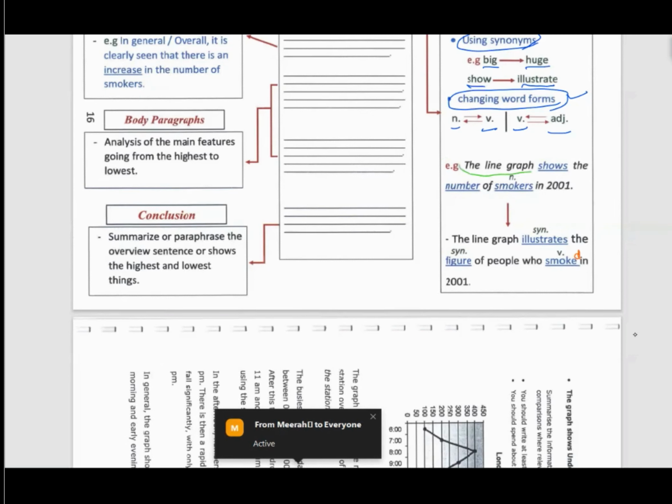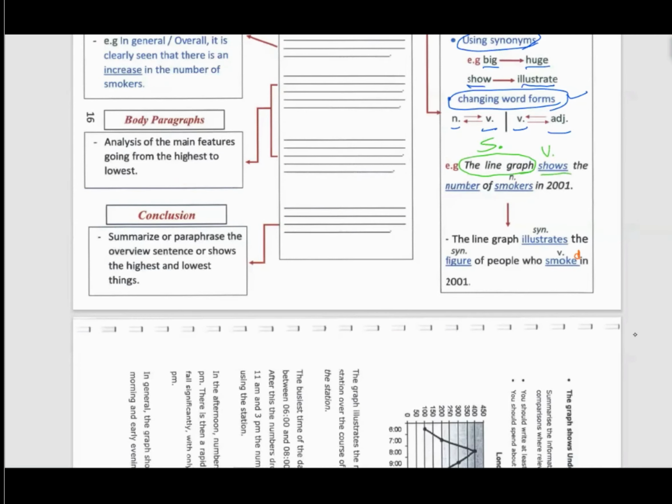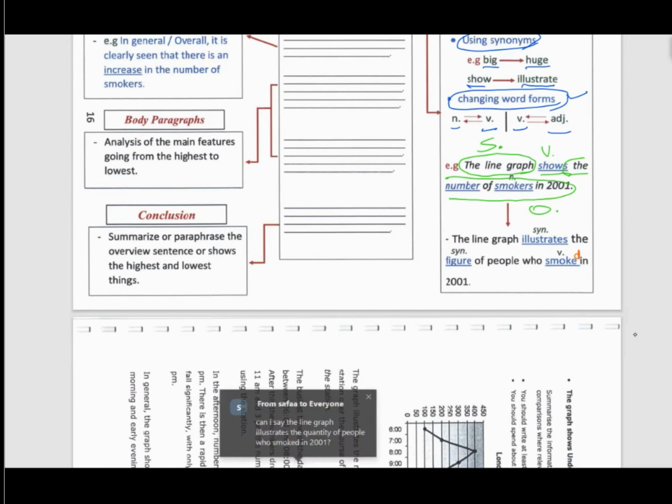The line graph, this is the subject. Shows, this is the verb. The number of, and so on, that is the object. So subject, verb, then object. This is an active sentence because it starts with a subject. The active sentence always starts with a subject, and after the subject, the verb. After the verb, the object. So you know that this is an active sentence.